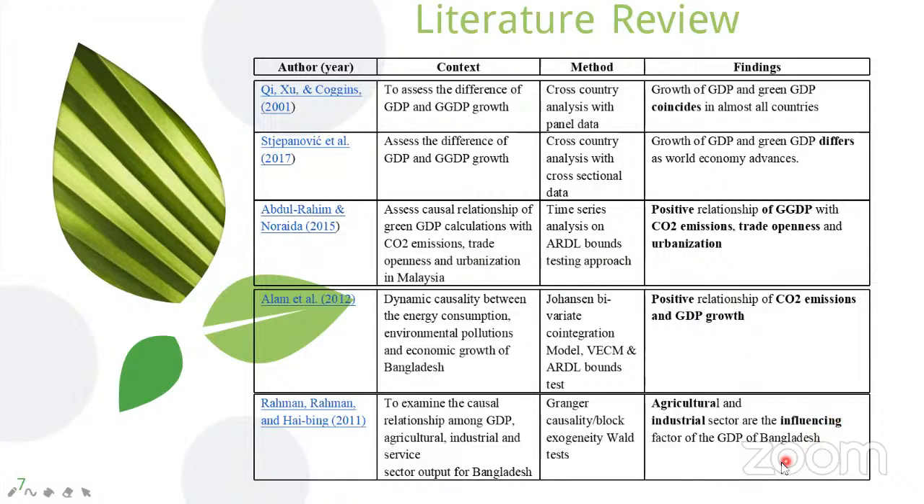Again, in 2011, Rahman and others examined the causal relationship between GDP, agriculture, industrial, service, and the sector output of Bangladesh. They found that agricultural and industrial sectors are the influencing factors of GDP in Bangladesh. So from here, we have determined five variables to test how much they are related with the green GDP or GDP of Bangladesh. These are carbon dioxide emission, nitrogen oxide emission, trade openness, urbanization, and industrialization.